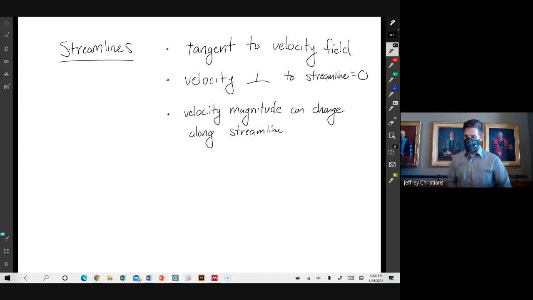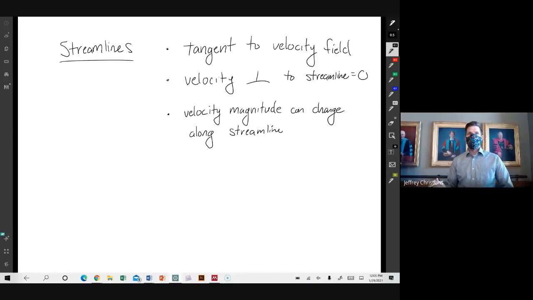So these are our three different points about streamlines. You probably have these written down already. They're tangent to the velocity field. So the velocity is perpendicular, right? That's the same thing. But the velocity magnitude can change along a streamline.